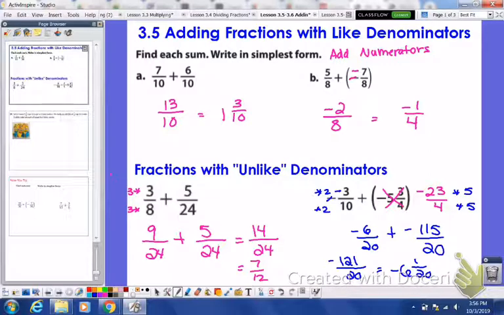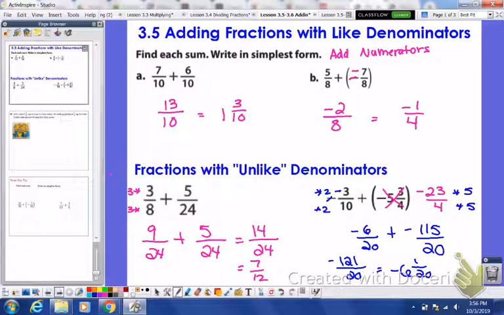Now, if all else fails, we could always just multiply. So if I didn't see the 20, I could have taken 23 and 4 times 10, and then 3 and 10 times 4. That will always work if you just take your denominators and multiply them across, basically. You just have more reducing to do at the end.